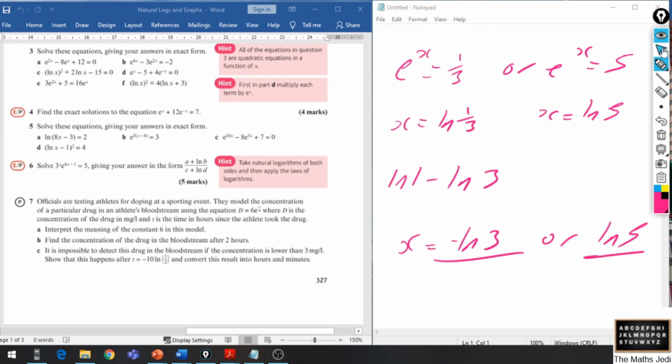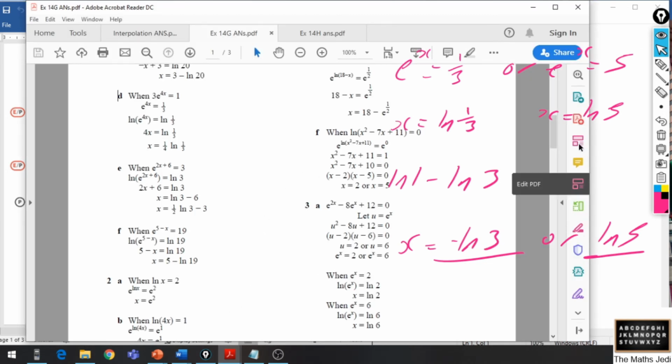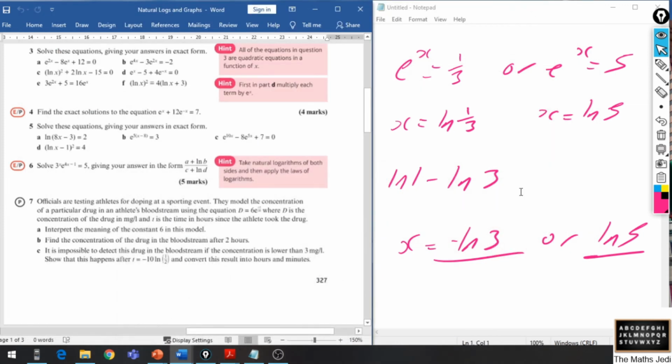Let's just double check that. So it's 3e, it gives it as log a third actually, or x equals log 5, but I prefer to say minus log 3 just because it's a little bit more simplified, but either way is fine, obviously.